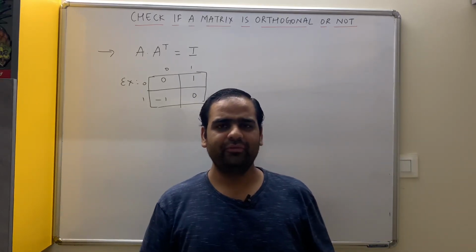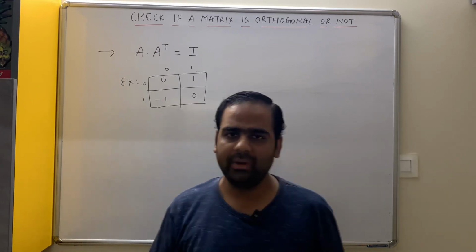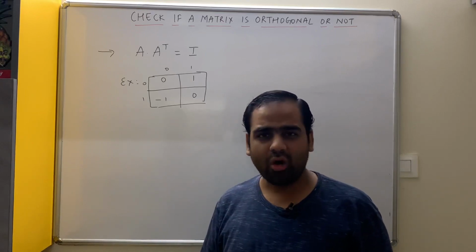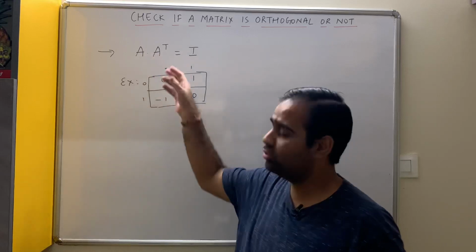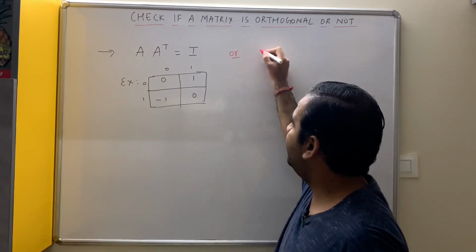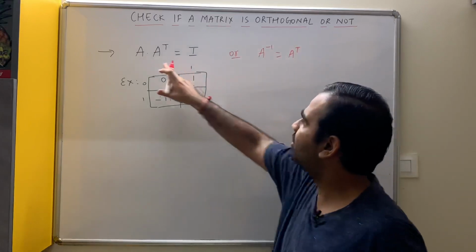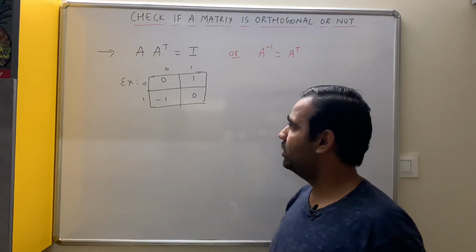In this video we will see how to check if the given matrix is an orthogonal matrix or not. An orthogonal matrix is also called an orthonormal matrix, and what is this? A into A transpose should be equal to the identity matrix, or you can say A inverse should be equal to A transpose. If you take A over this side, it becomes A inverse equal to A transpose.